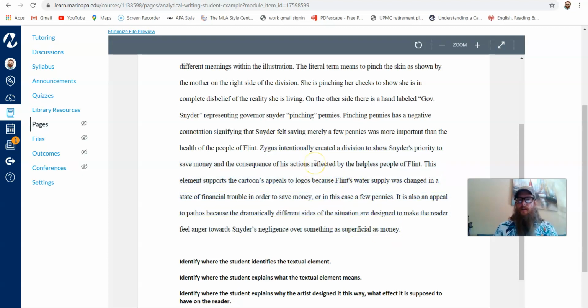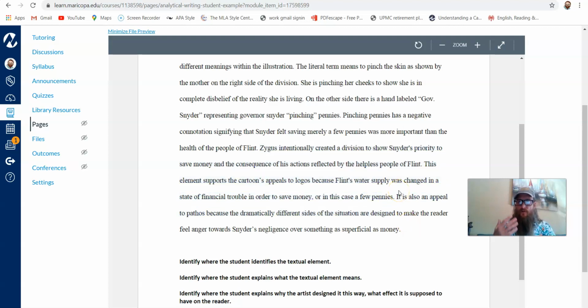Right? And so again, she does a nice job of showing you that, well, obviously the decision to switch the water line to the Flint River did not literally save pennies. It probably saved more money than that. But Zygas is doing this to highlight the irresponsibility of this change, or perhaps Snyder's preoccupation with saving money over human lives, right? And so that's Zygas's opinion anyway. Again, we're not talking about my opinion or your opinion. We're talking about the argument that the artist creates, right? And so she explains why the artist created it this way.